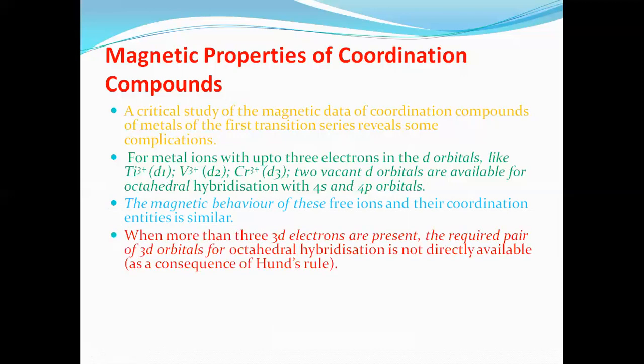They always remain unpaired, whatever the approaching ligand may be, whether the ligand is chloride, fluoride, etc., or cyanide, etc. Those 3 electrons do not undergo pairing. They remain in the t2g set if the complex is octahedral.